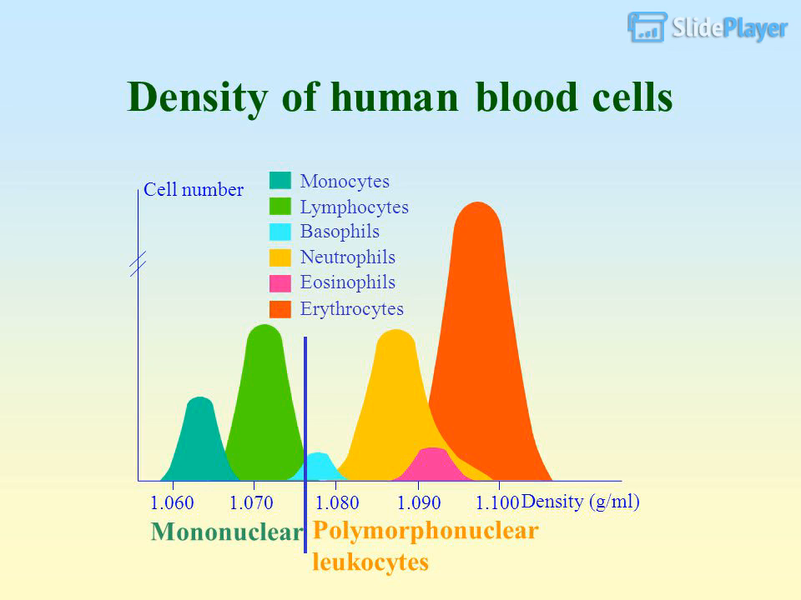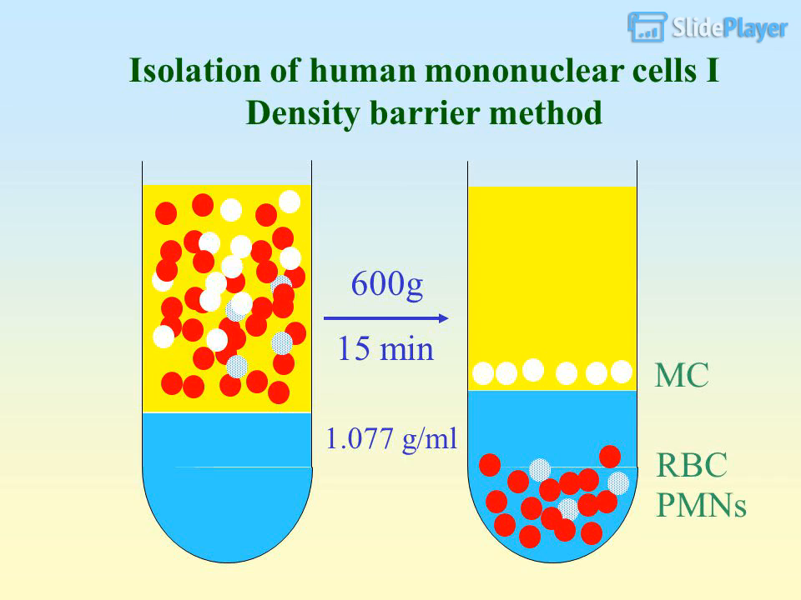Mononuclear. Polymorphonuclear. Leukocytes. Isolation of human mononuclear cells, density barrier method. 1.077 grams/ml. 600 grams, 15 minutes. When whole blood is layered over a medium of 1.077 grams/ml, the mononuclear cells, MC, band at the interface, and the red blood cells, RBC, and polymorphonuclear leukocytes, PMNs, pellet.